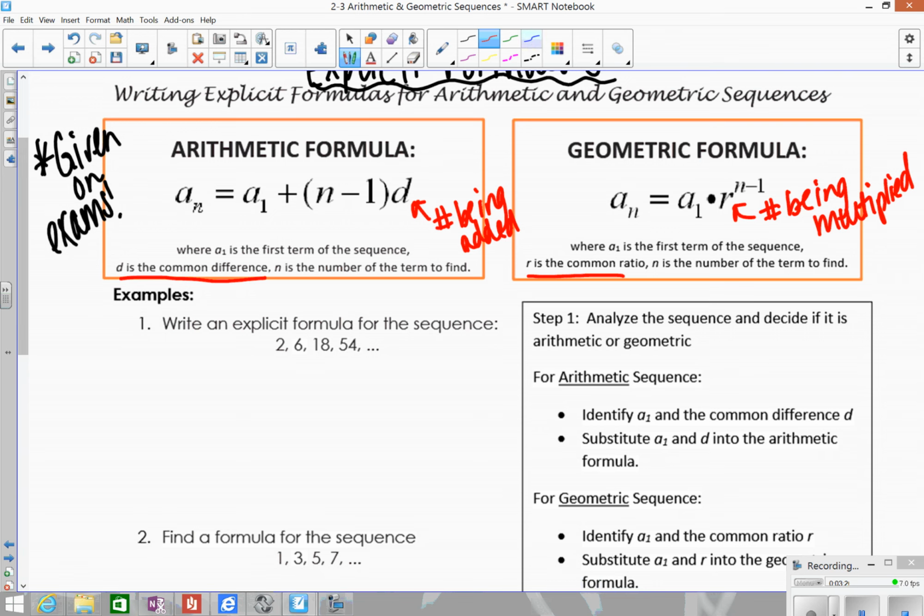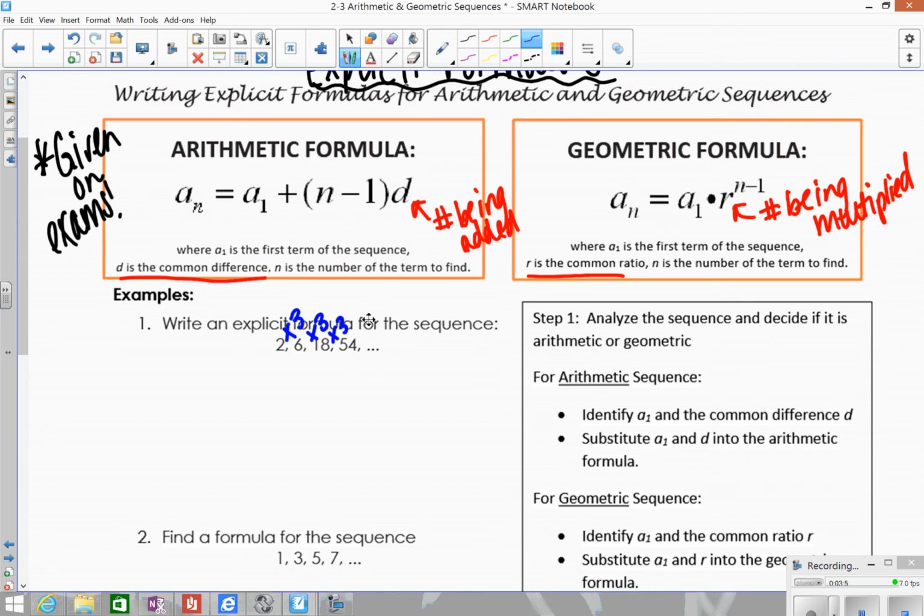If you analyze this first one, ask yourself, what's happening to go from 2 to 6, 6 to 18, 18 to 54? It has to be consistent. Ask yourself, am I multiplying or adding something? I'm seeing that I'm multiplying by 3 each time. If you're not sure, you could just divide: 6 divided by 2, 18 divided by 6, and see if you get the same number. So the pattern is times 3, times 3, times 3.